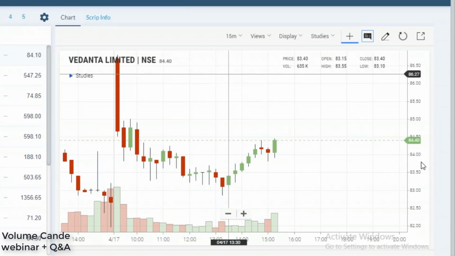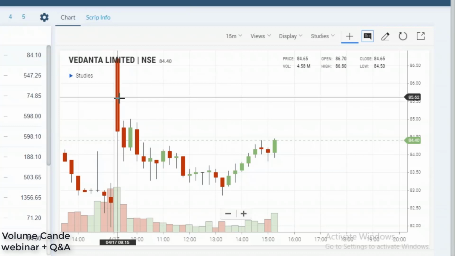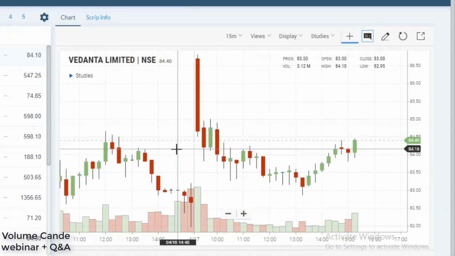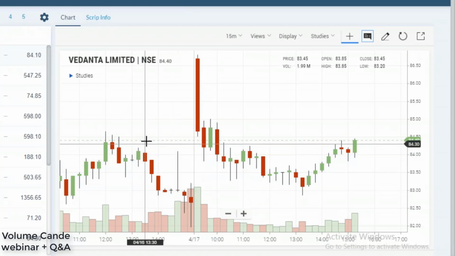Understood? Everyone understood this one? So there is no need of any other candlestick pattern. Only we are focusing on the pin bar. Okay. So pin bar, I can show you in the whole chart also. We can see at the end of the day there is one big pin bar, right?